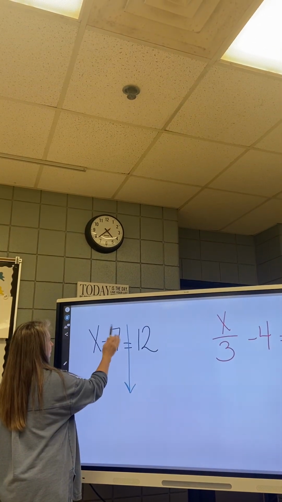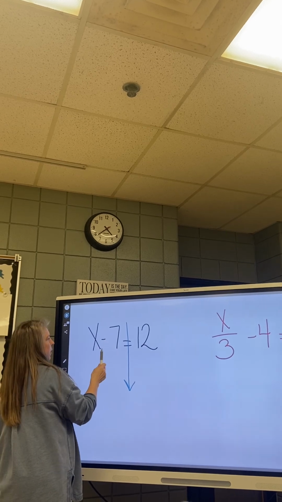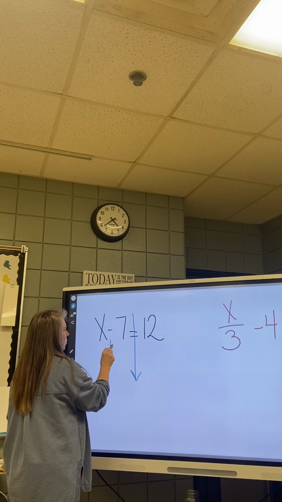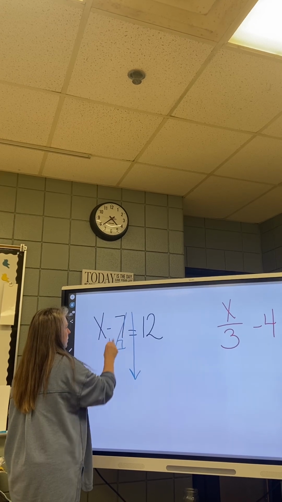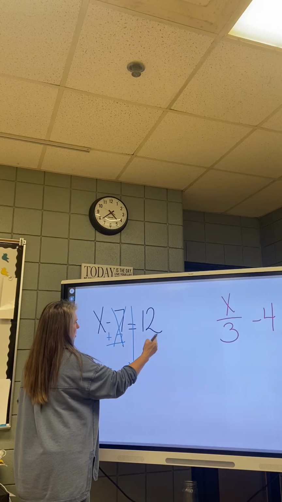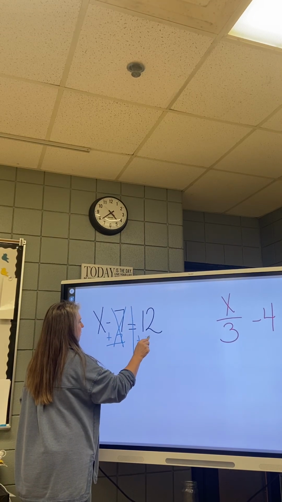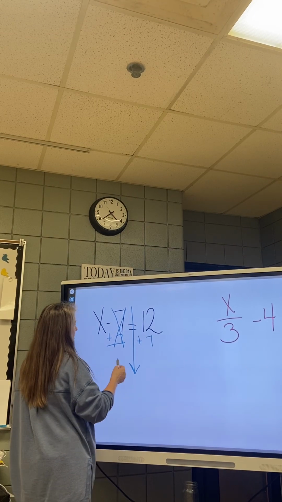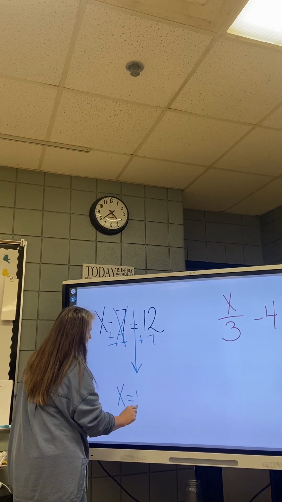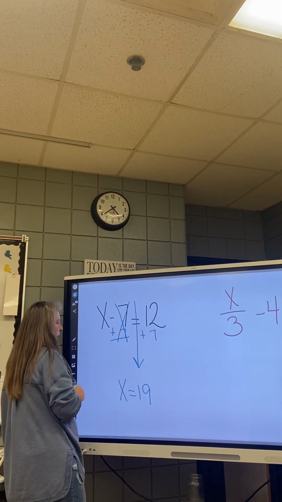X is by itself, now we have a number. We need to get rid of it. So we do the opposite. This is subtraction, and the opposite is addition. So we're going to add 7, which will cancel 7 out over here. What I do to this side, I have to do the same to this side. So I add 7 over here. Now I have x equals 19. So I have my answer.